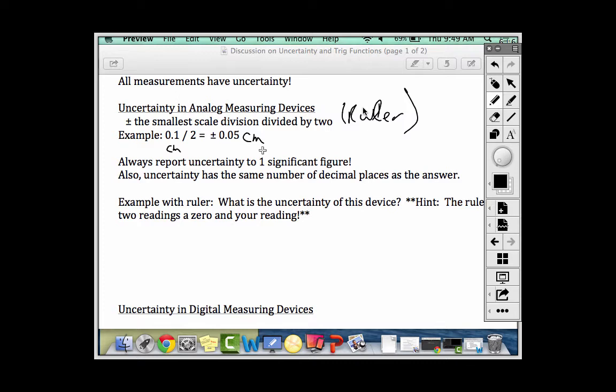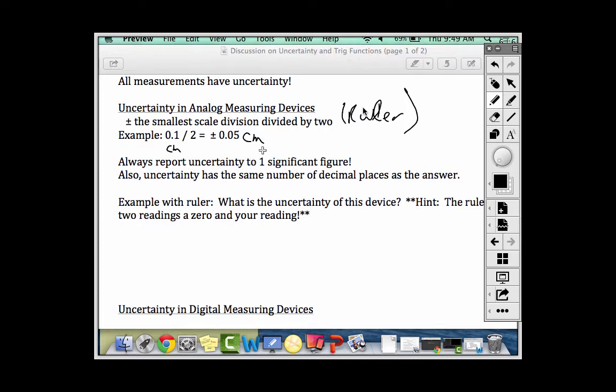In the video, I mentioned that all uncertainties should be reported to only one sig fig. So you can't have it run on and be this big old long number. You should only have one sig fig, which we followed in this example. Also, the uncertainty must have the same number of decimal places as the answer. So if your uncertainty is to the thousandth place, it wouldn't work out if your answer only goes to the hundredth place.